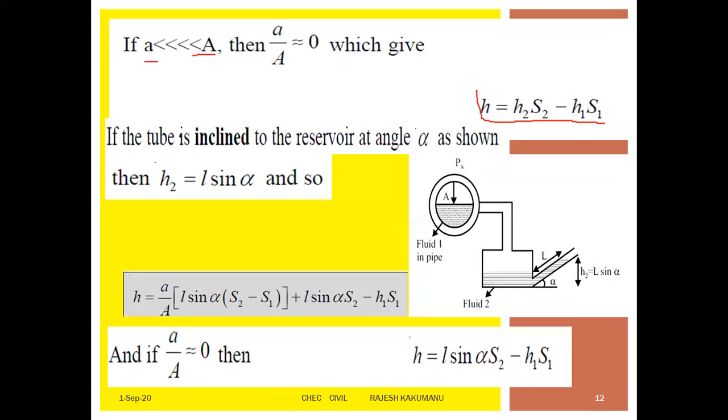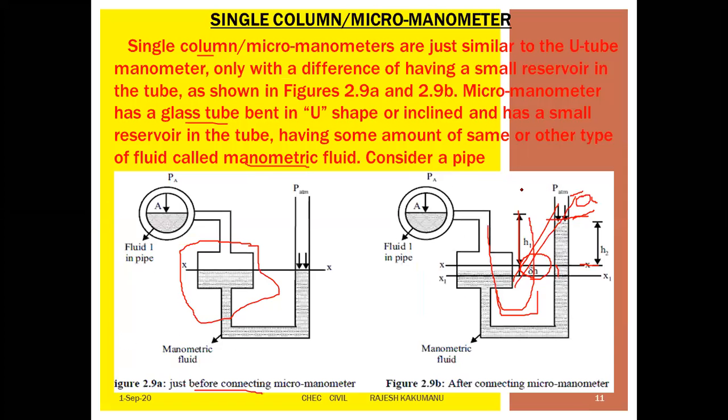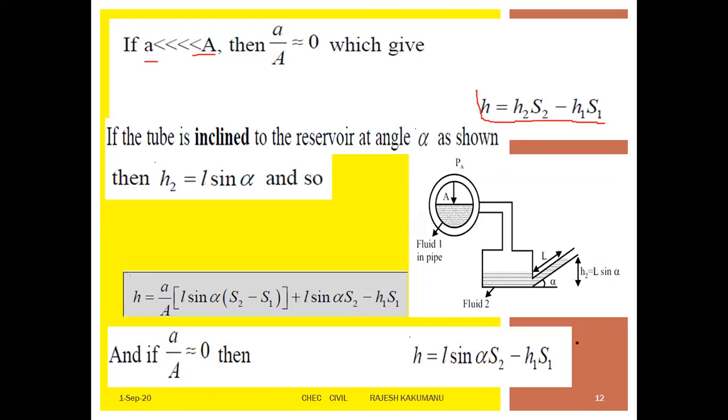Now the tube is inclined to the reservoir at an angle theta. Here the angle is given as alpha, so in the earlier figure there was no angle, it was straight, parallel to the ground. But whenever you make an angle, automatically theta exists. Okay, next. Then we can write H2 is equal to L sin alpha.